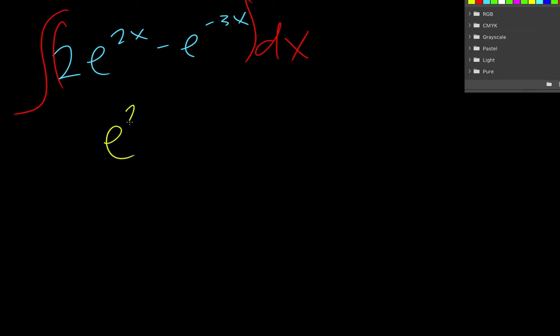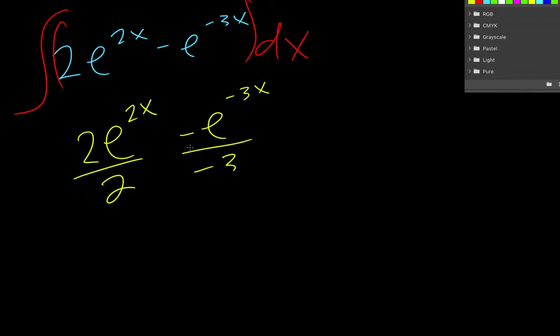So we just rewrite everything we have right here. And then we need to divide by the derivative of the inside. So the derivative of 2x is 2. So we divide that by 2. Now if we're looking over here, we rewrite everything. And then we need to divide by the derivative of the inside. So we divide by negative 3. Let's put a plus sign there to make it look a little bit better.